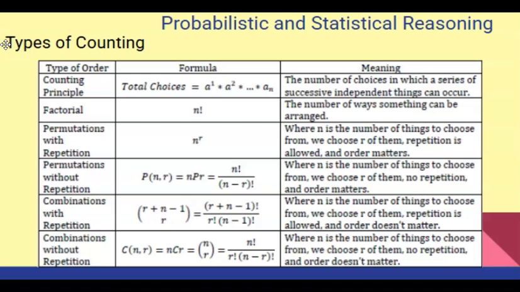The way something could be arranged would be factorial. Factorial just means that you take each integer from the one that's listed and multiply them from that number all the way to 1. The counting principle is finding the number of choices of something.